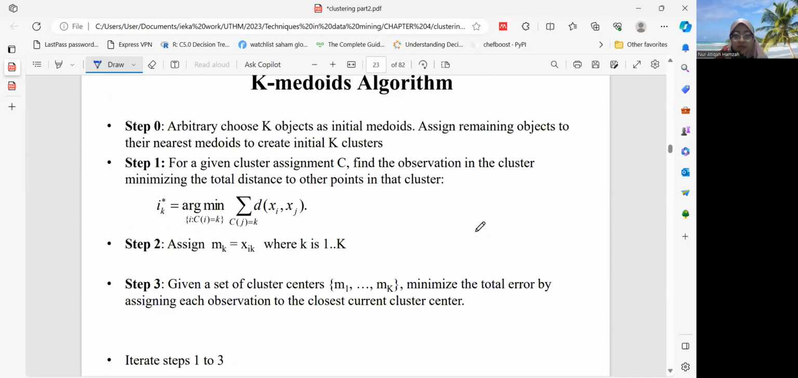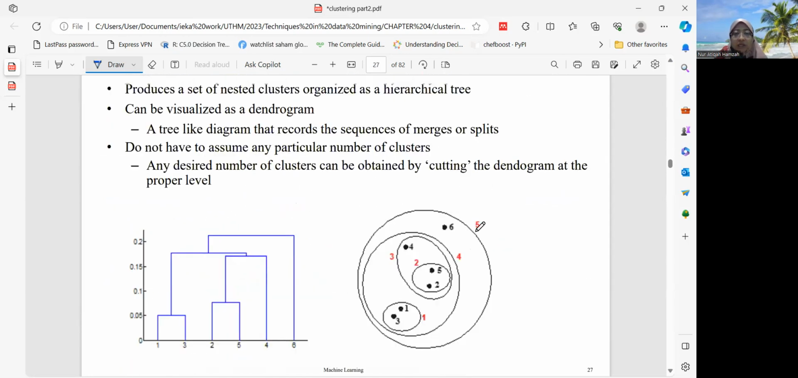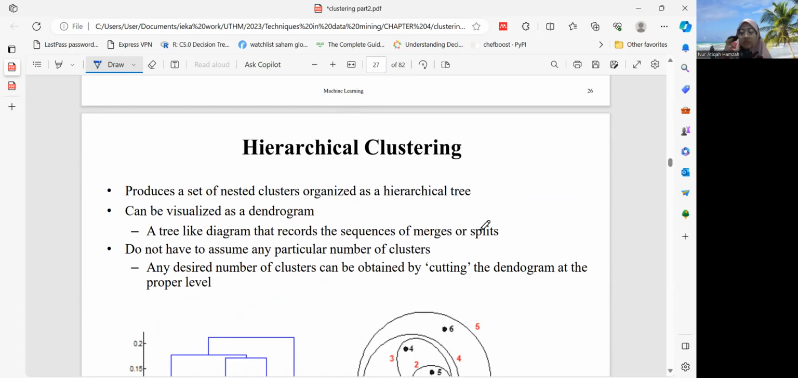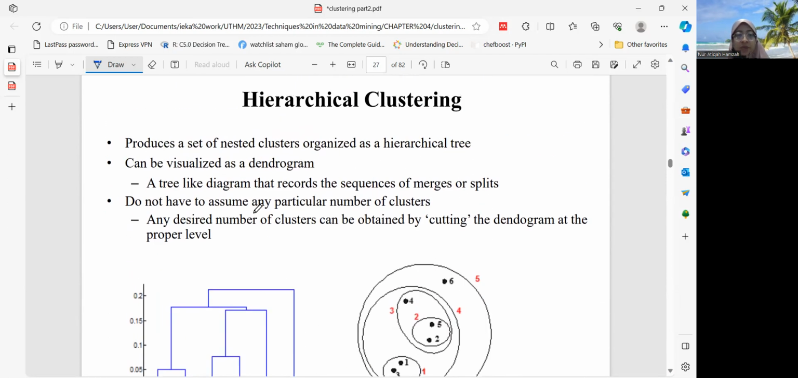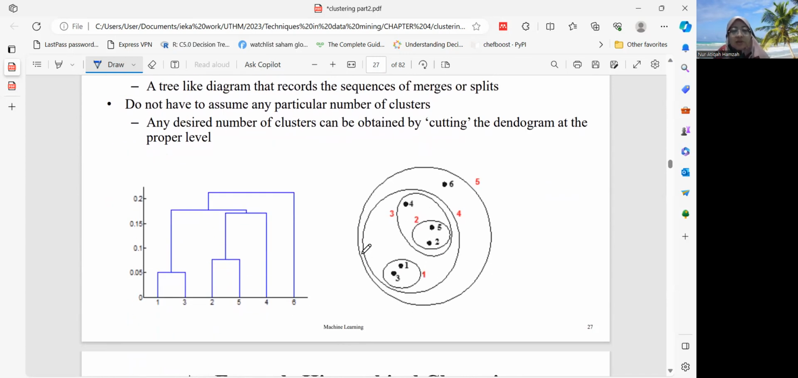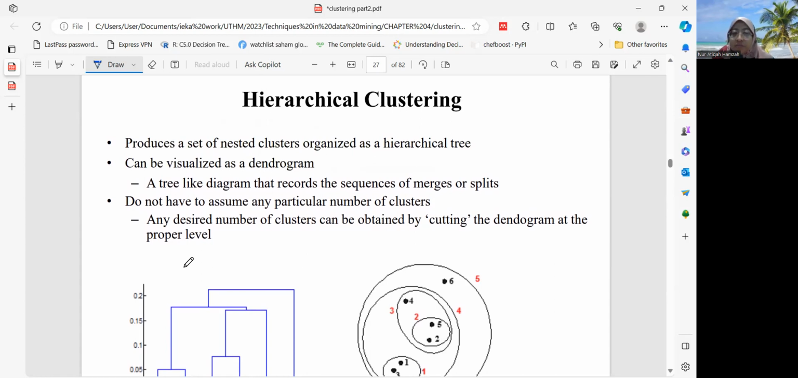So next, sebenarnya kita nak tengok hierarchical clustering. Kalau partitioning clustering, dia non-overlapping. But hierarchical clustering ni lain, dia boleh nested. So, hierarchical clustering produces a set of nested clusters organized as a hierarchical tree. Okay, this is the example. So, it can be visualized as a dendrogram. This is dendrogram. Okay, a tree-like diagram that records the sequences of mergers or splits.